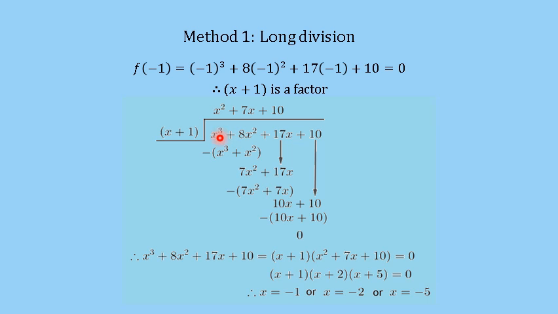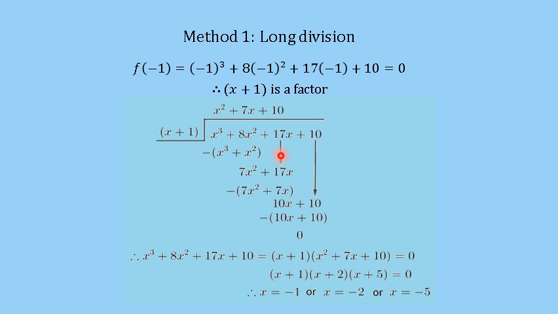Therefore, you say x cubed divided by x, the answer is x squared. Now you do the reverse, you multiply. So x squared multiplied by x gives us x cubed. And again, x squared multiplied by +1 gives us positive x squared. And then you multiply this by a negative sign. And now you add this. So x cubed minus x cubed is 0, so there is nothing here. And then 8x squared minus x squared, the answer is 7x squared.